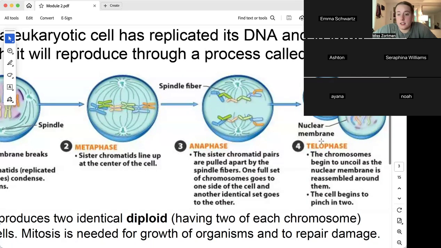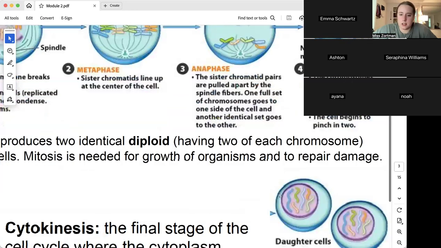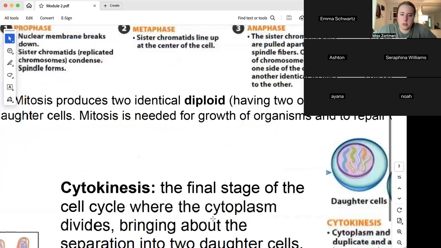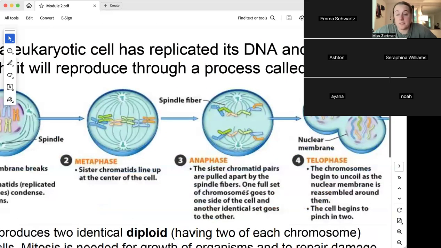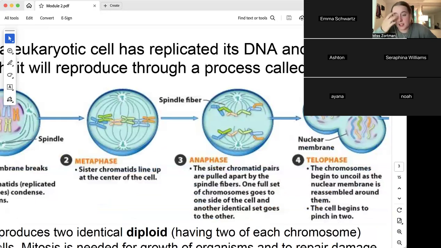Finally, in telophase, the chromosomes are going to start to unwind back into the spaghetti-looking shapes that you saw in the bacteria. I'm just not going to get to it. The nucleus reforms, and slowly the cell is going to start to split. But it does not split entirely during telophase.